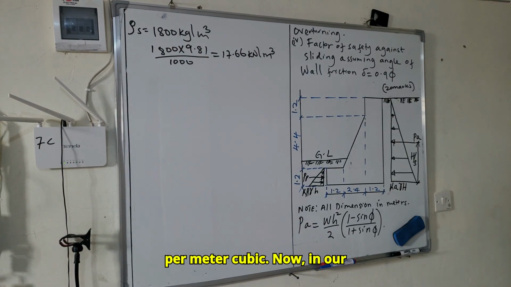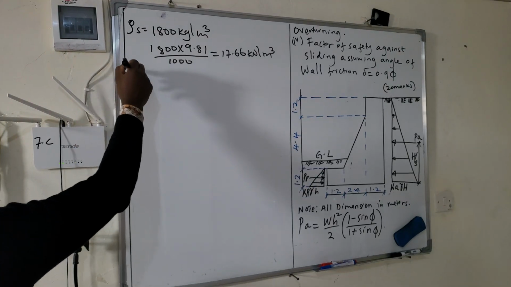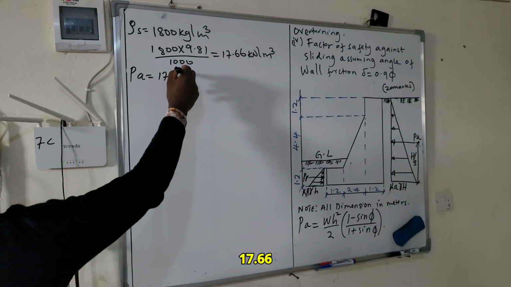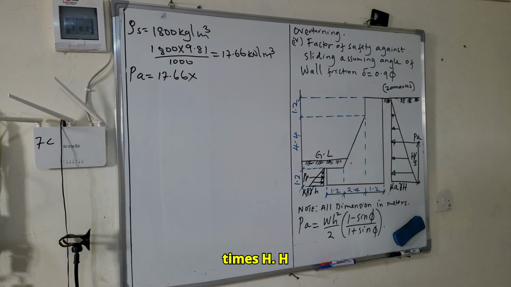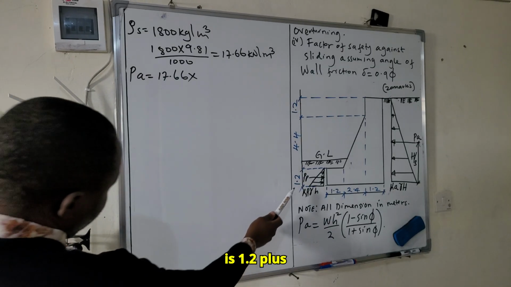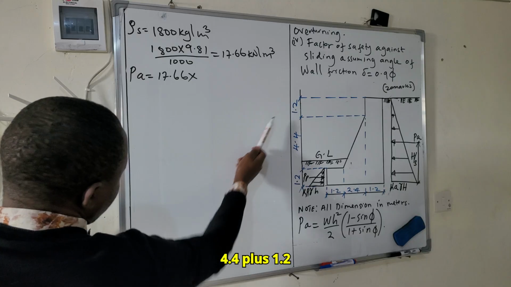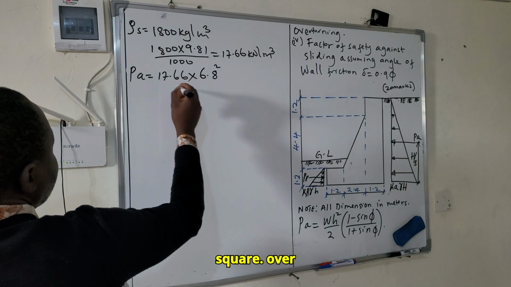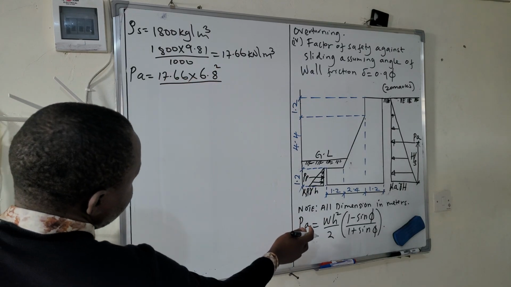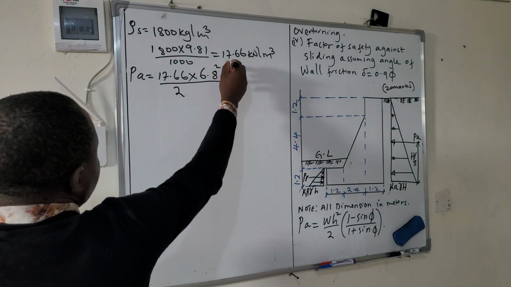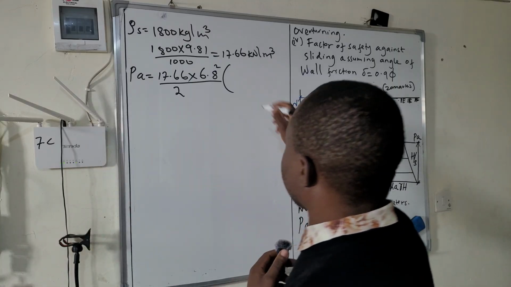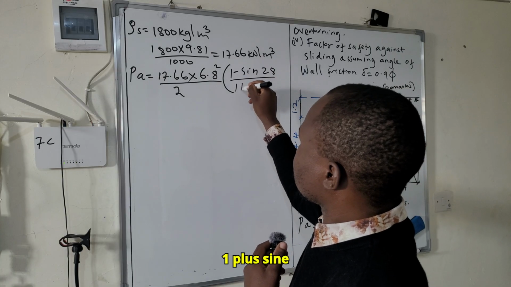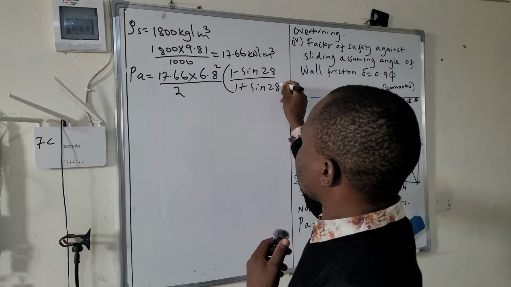per meter cubic. Now, in our formula, PA is equal to 17.66 times H, where H is 1.2 plus 4.4 plus 1.2, which is 6.8, squared, over 2, into bracket 1 minus sine 28 over 1 plus sine 28.